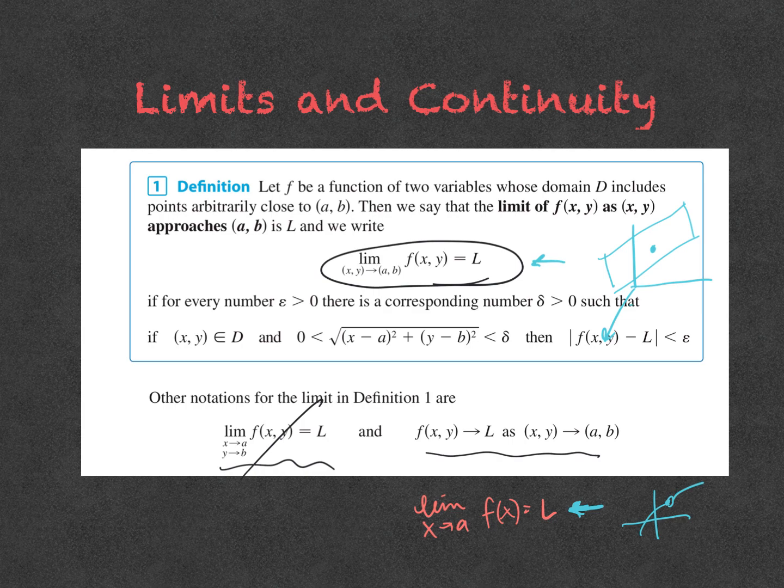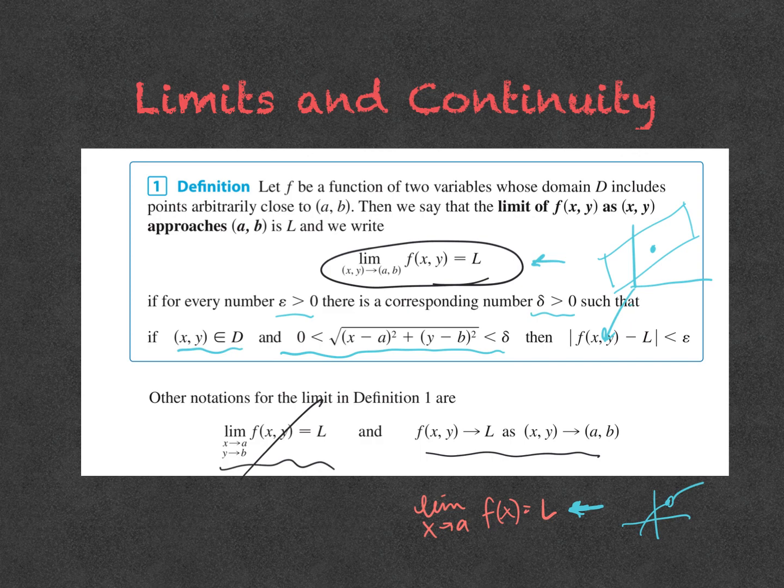So think about all the graphs we looked at in chapter 13. Now I'm going back to our definition: for every epsilon greater than 0, there's a corresponding number delta greater than 0, such that if we have a point (x, y) in the domain, and 0 is less than the square root of (x minus a) squared plus (y minus b) squared, which is less than delta, that's your distance formula happening there, then the absolute value of f of (x, y) minus L is less than epsilon. That's truly your epsilon-delta definition of a limit.